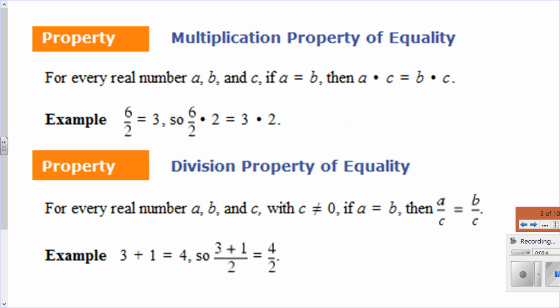Also, it's true for multiplication. If the left and right hand side are equal, and I multiply both the left and right side by the same term, so in this case 2 and 2, it's going to stay equal. And if I divide both the left and right hand side by the same term, it's going to be the same and stay equal.